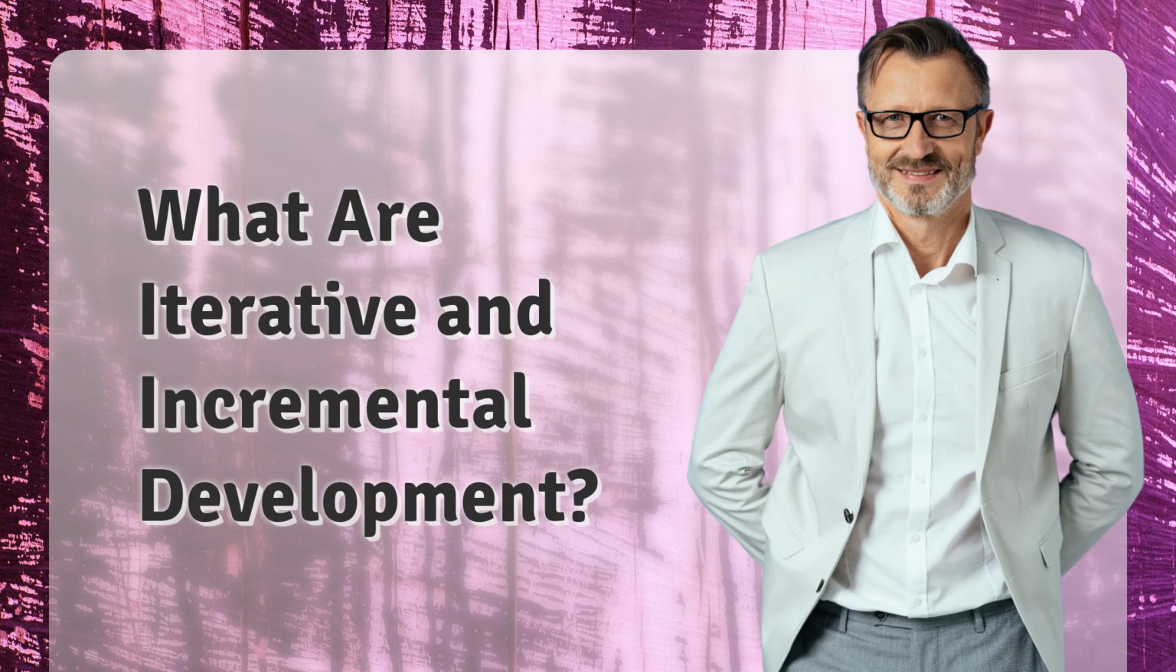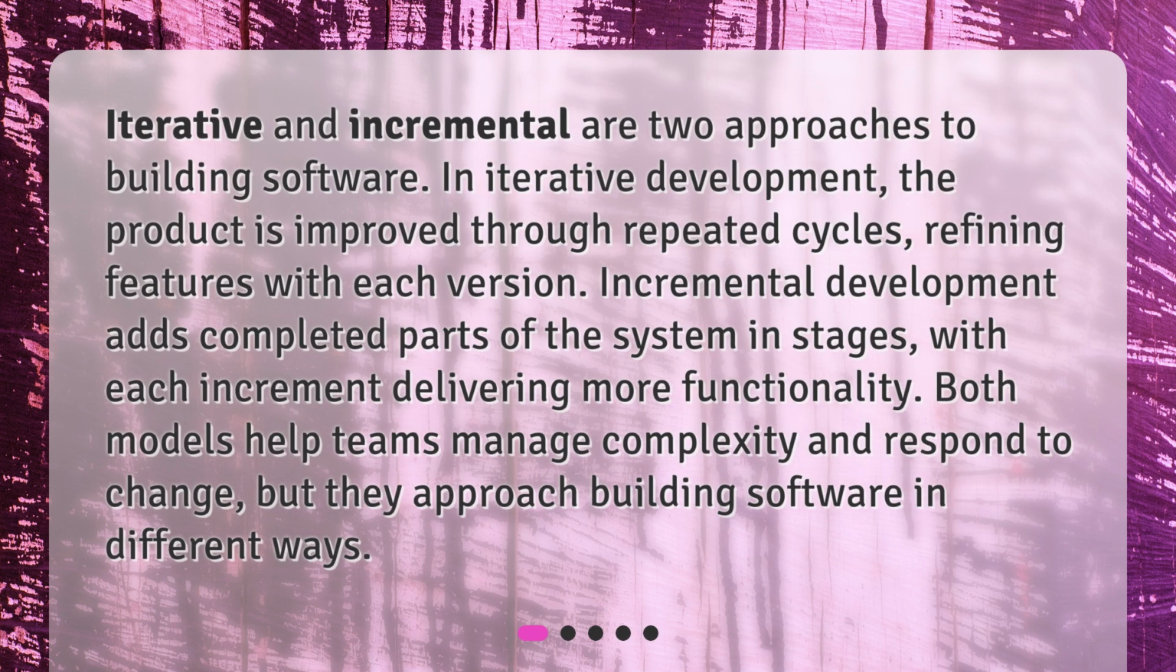What are iterative and incremental development? Iterative and incremental are two approaches to building software. In iterative development, the product is improved through repeated cycles, refining features with each version. Incremental development adds completed parts of the system in stages, with each increment delivering more functionality. Both models help teams manage complexity and respond to change, but they approach building software in different ways.